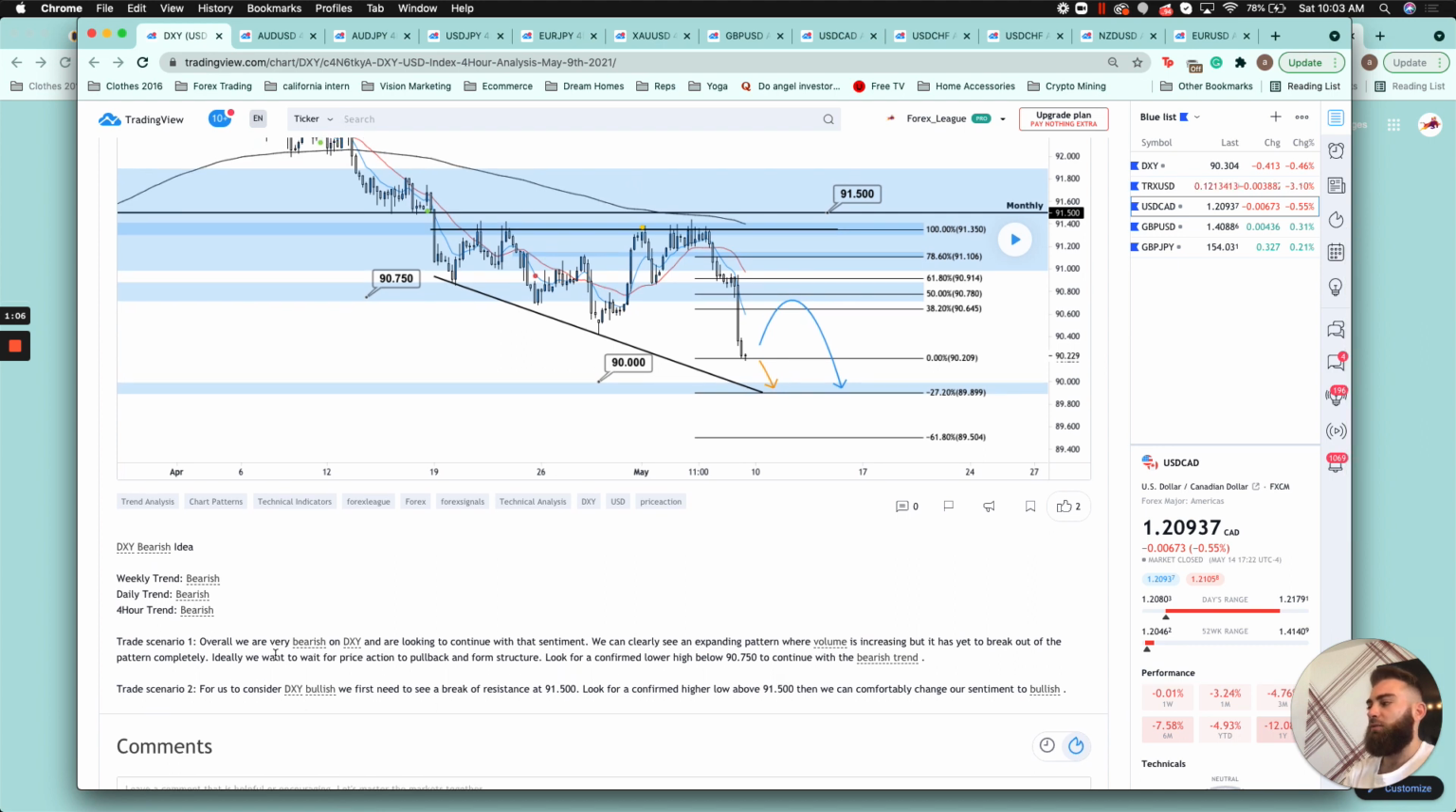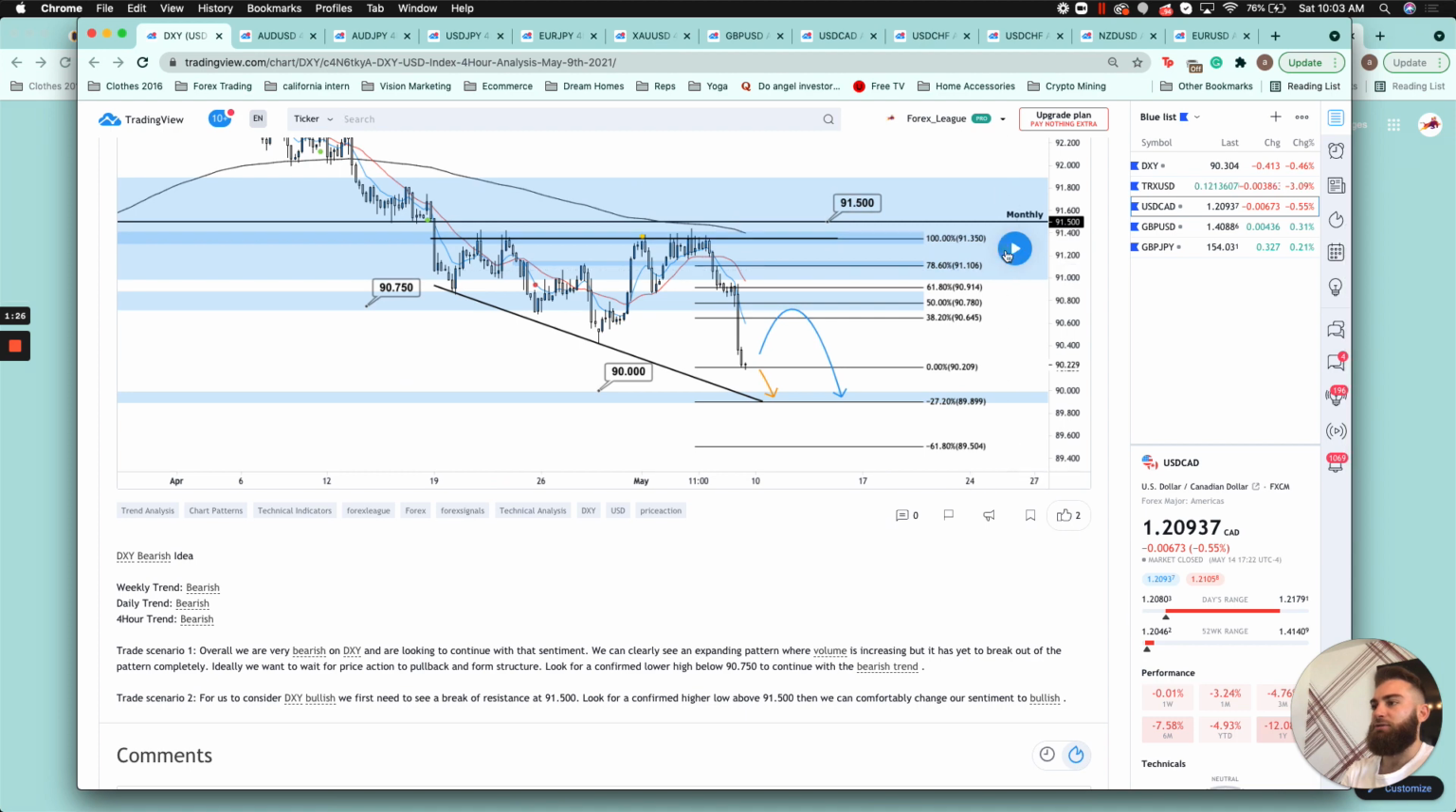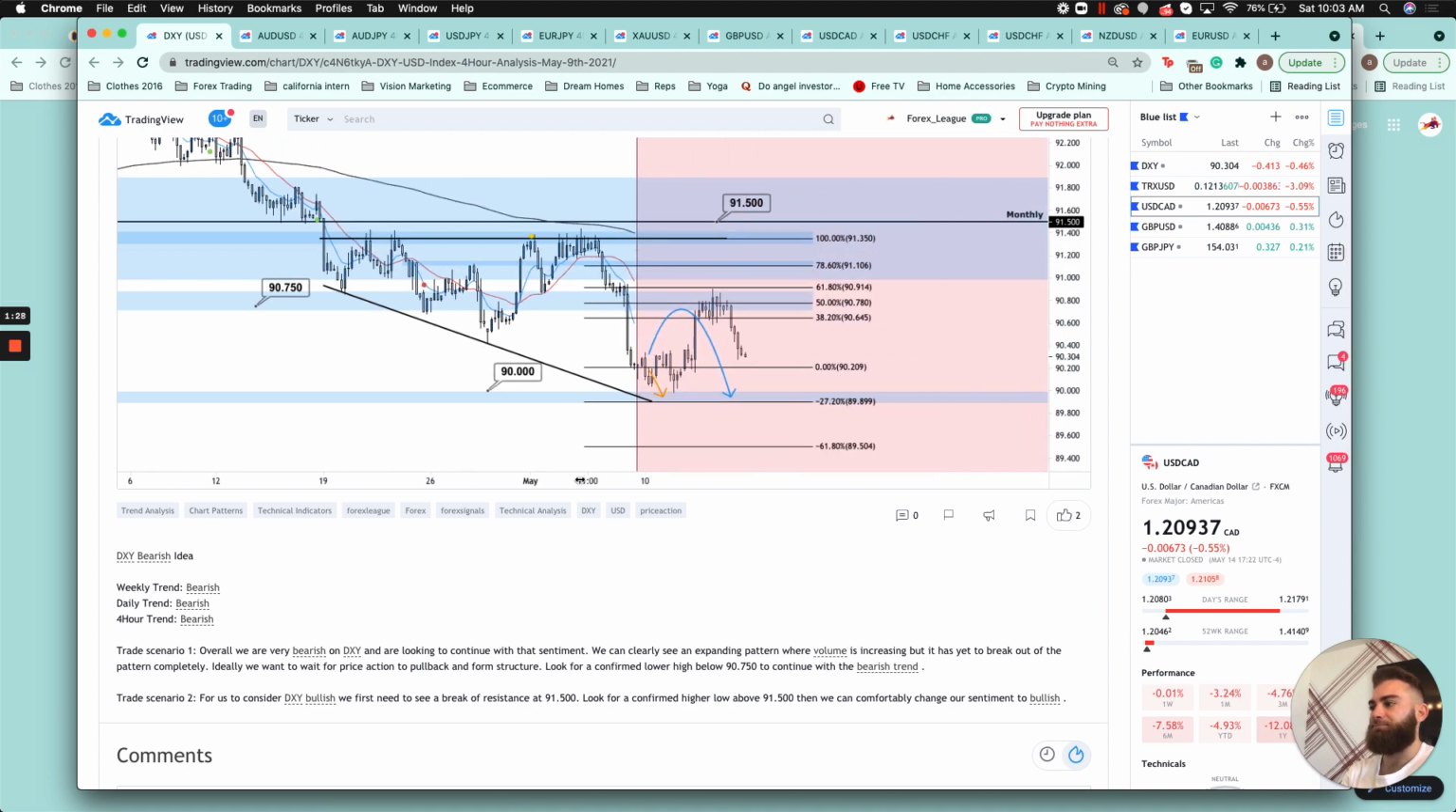Trade scenario one was we can clearly see an expanding pattern where volume is increasing, but it's yet to break out of the pattern completely. This is that pattern right here with these highs and these lows. Ideally, we want to wait for price to pull back and form structure and look for a confirmed higher low, or price would just push down and continue into this low. So let's go ahead and use the play button here and see how it played out.